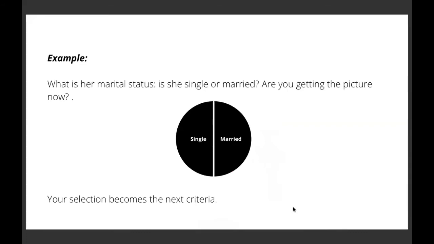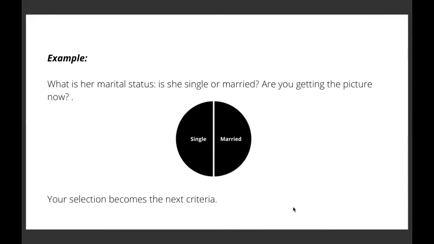What is her marital status? Is this a single woman or a married woman? Are you getting the picture now of how this builds on one another? Because single women's needs are going to be different from married women's, right? Single women are likely in a stage of life where they are trying to innovate.